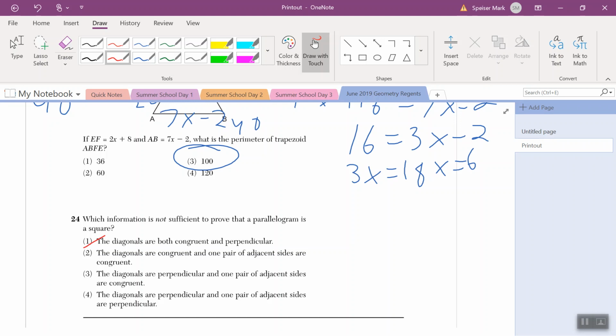That's fine. Now, diagonals are perpendicular and one pair of adjacent sides are congruent. That's exactly a rhombus, no extra information, because a rhombus has adjacent sides congruent. Diagonals are perpendicular in a rhombus. That's just a rhombus, not anything special. And that's it. That is not sufficient to prove it. You just told me it's a rhombus. That particular one, pair of adjacent sides are perpendicular.